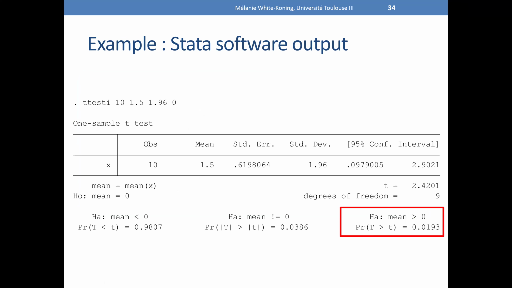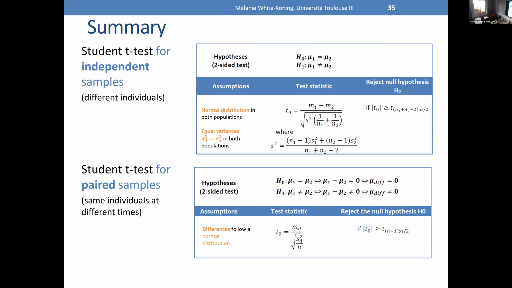P is less than alpha, so we reject the null hypothesis. We get the same conclusion. So here's a summary for the t-test for independent samples and the t-test for paired samples. I just want to draw your attention and explain about calculating this.